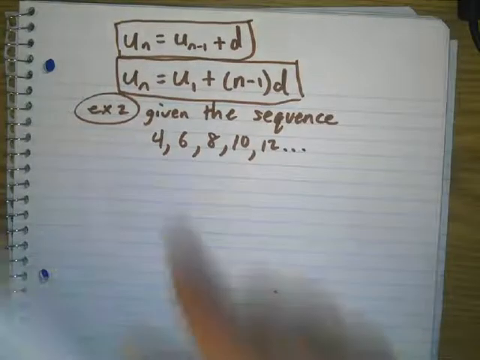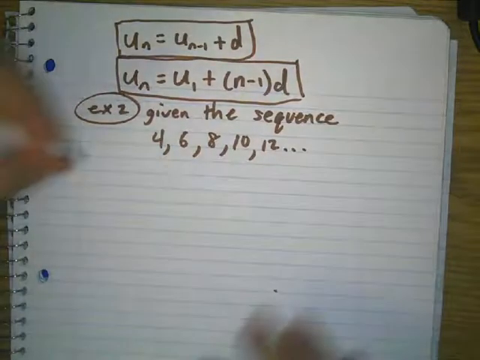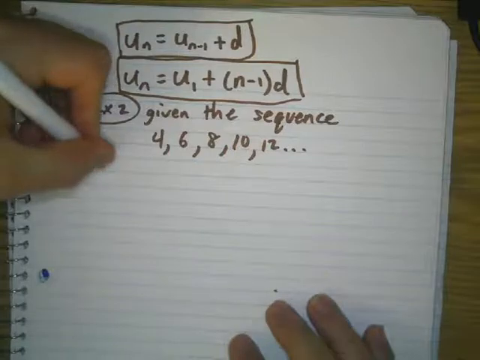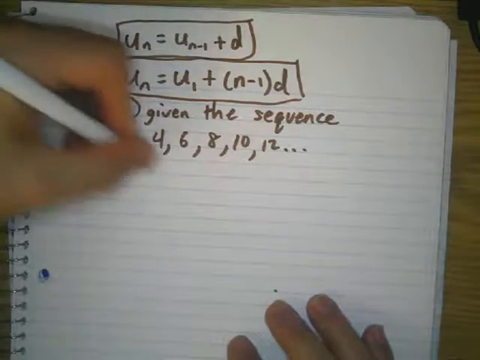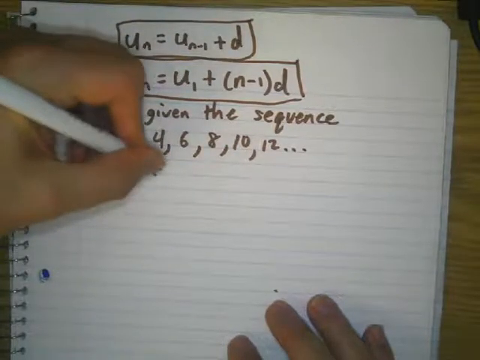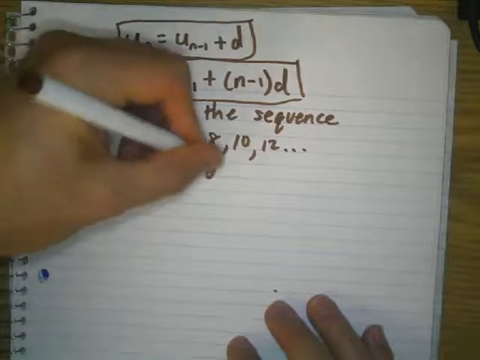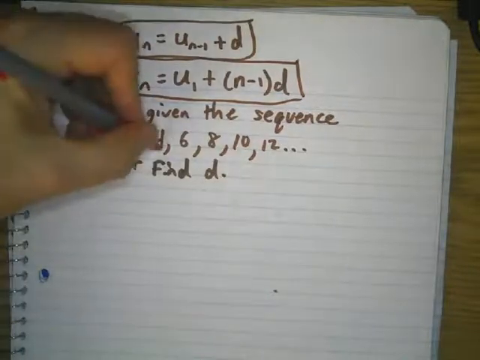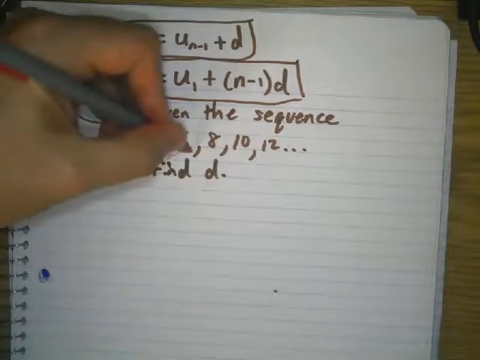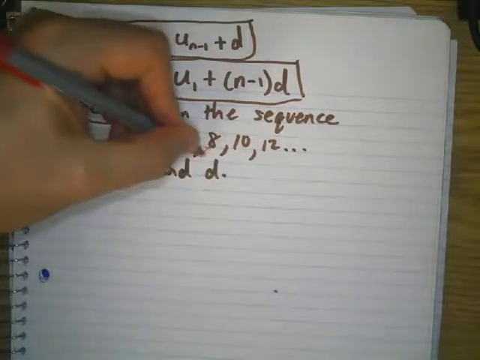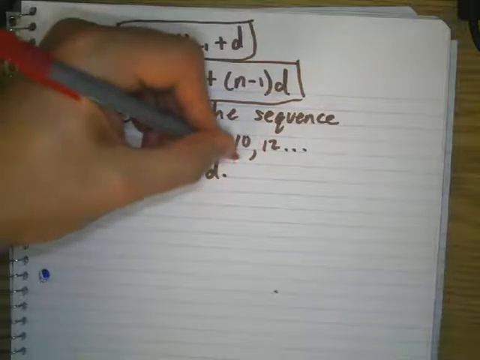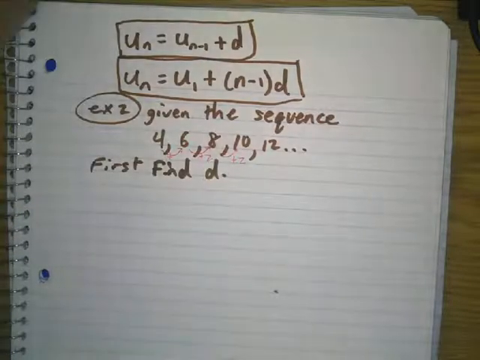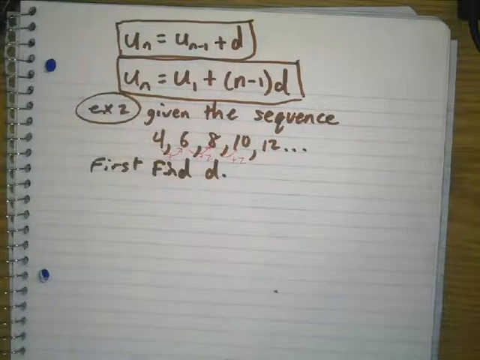Okay, so we've got an equation here. I want you to find the common difference, d. From looking at this, you can see it's increasing by 2, right? Plus 2, plus 2, plus 2. So d is going to be equal to 2, right?